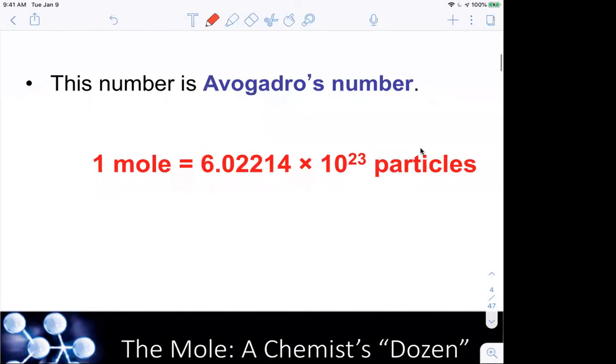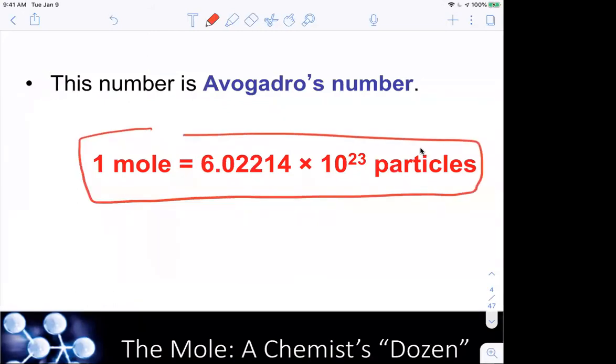This number is called Avogadro's number, and hopefully this will start to look like an equivalency statement, right? This is an equivalence. So from there, I can get conversion factors. So I know in 1 mole of anything, I'm going to have 6.022 times 10 to the 23rd of those particles.